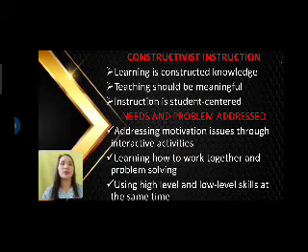We come now to constructivist instruction. The learning is constructed knowledge. Teaching should be meaningful. Instruction is student-centered. And then the needs and problems addressed here are addressing motivation issues through interactive activities, learning how to work together and problem solving, and then using high-level and low-level skills at the same time.